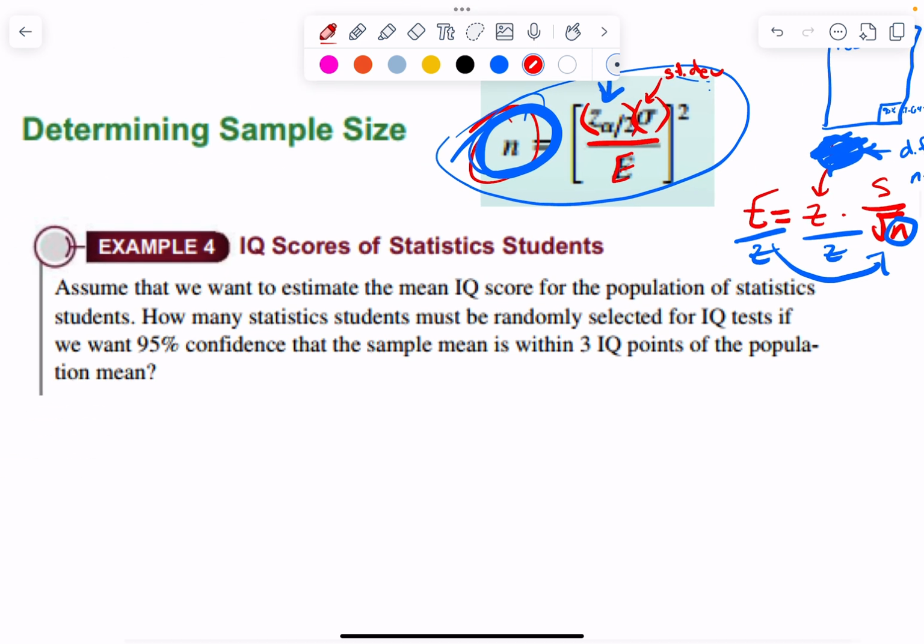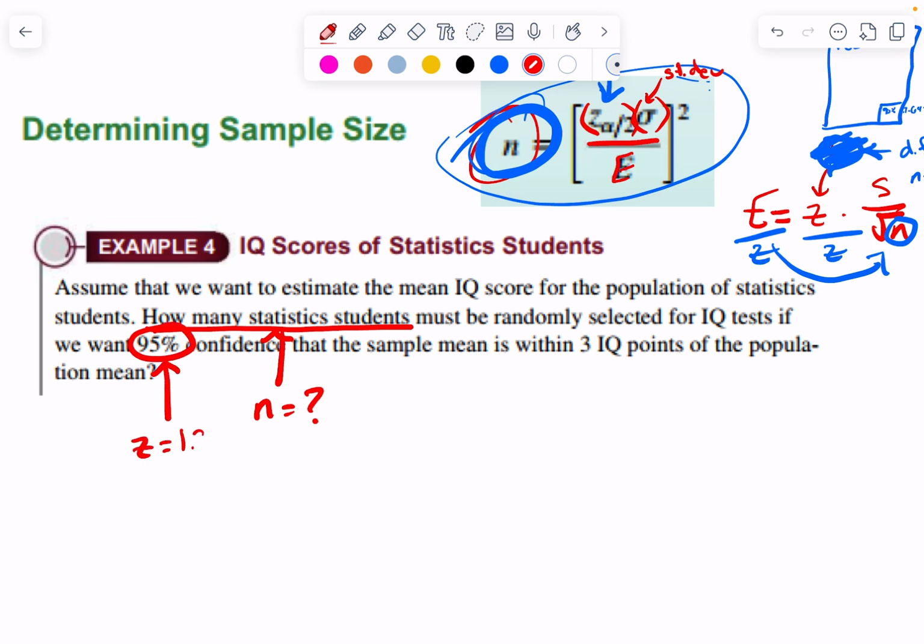Okay, so assume that we want to estimate the mean IQ score for the population of statistics students. How many statistics students, that means we're solving for n, must be randomly selected for IQ tests if we want a 95% confidence interval? That tells me that z is 1.96 for 95%. And the sample mean is within 3 IQ points. Now that means my error is 3.